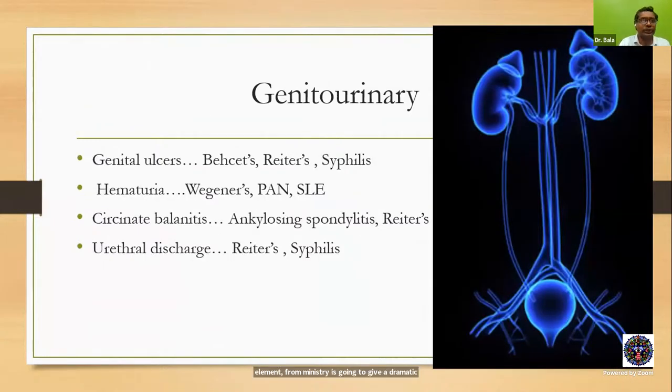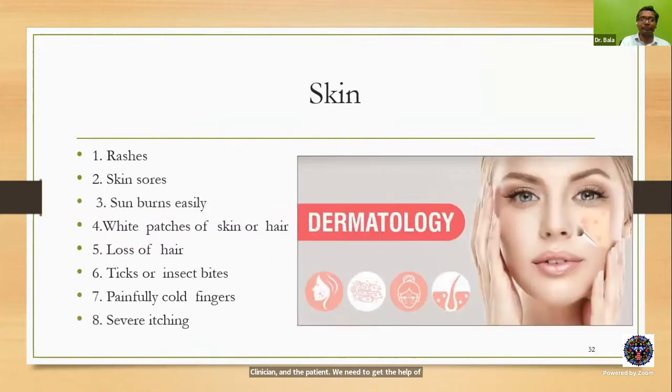To summarize, genital ulcers are relevant in Behçet's, Reiter's, and syphilis. Hematuria, if they ask in the exam, we need to remember that Wegener's, PAN, and SLE are going to be relevant there. Circinate balanitis in ankylosing spondylitis and Reiter's. Urethral discharge is going to be relevant in syphilis and Reiter's. So the genitourinary system, although it is very dicey to ask the patient about, especially when there is a gender difference between the clinician and the patient, we need to get the help of a paramedical person to ask the relevant history.